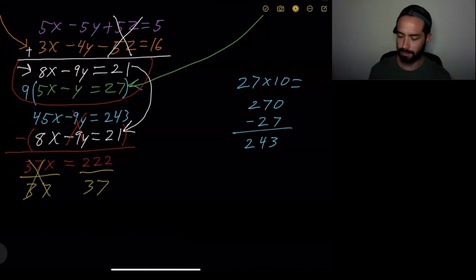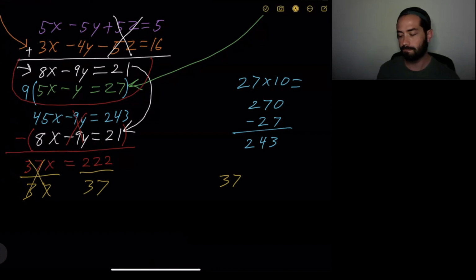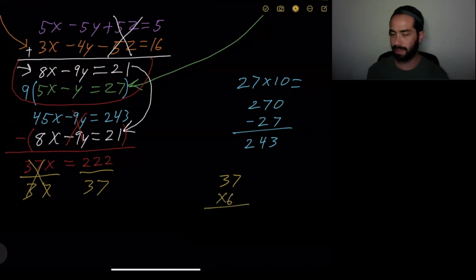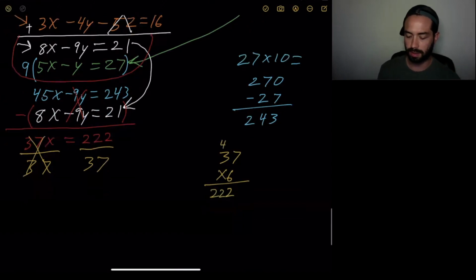Okay, so let's figure out what that is. Over here, let's see, 37 times 6, I believe, will help us out, maybe. Let's see. 6 times 7, 42. 6 times 3 is 18, plus 4 is 22. There it is. X equals 6.